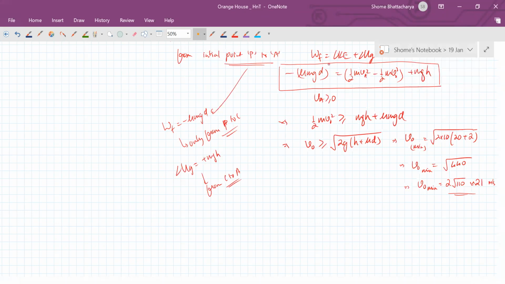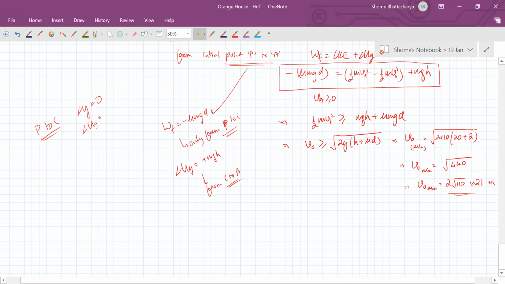Mg is acting, I didn't understand, Sarvesh. Mg is the internal conservative force, right? So in the first part of the journey, it's moving horizontally. So potential energy is not changing. P to C, delta y is zero.